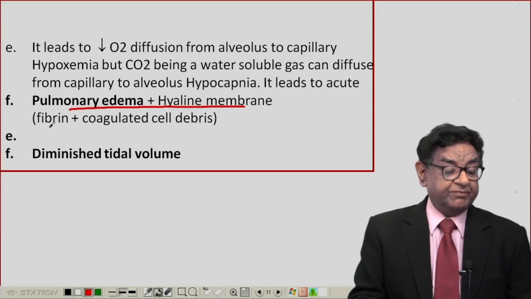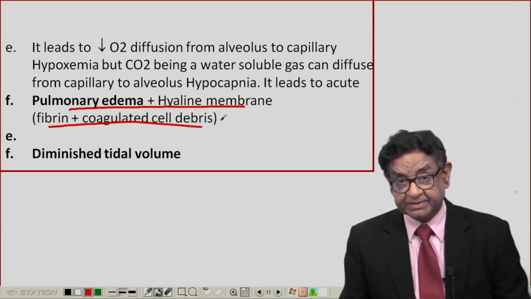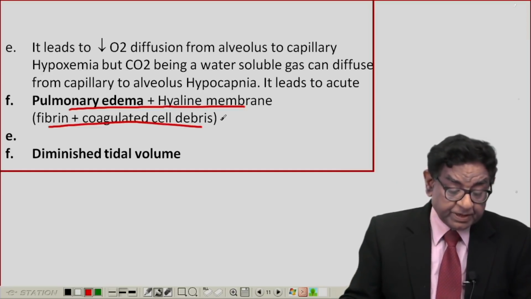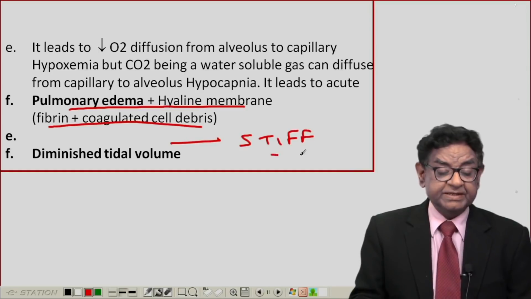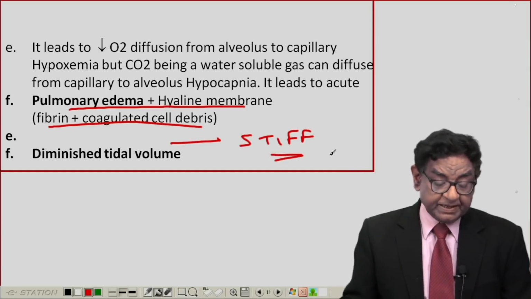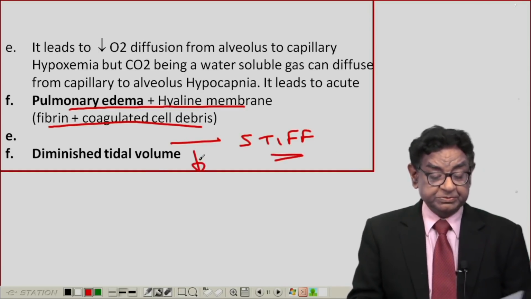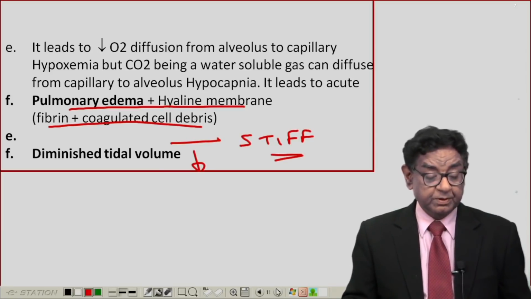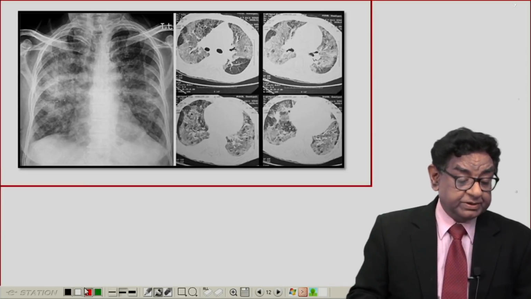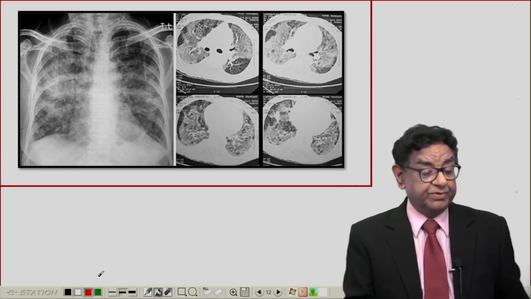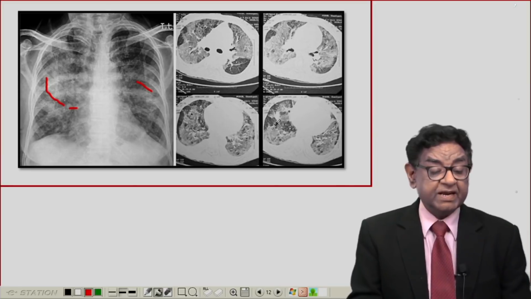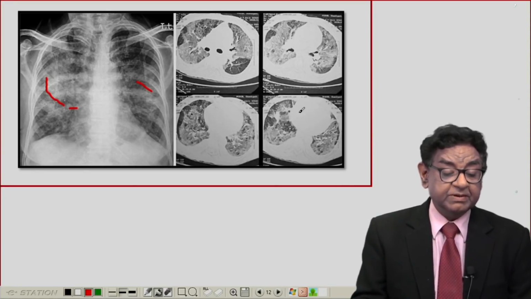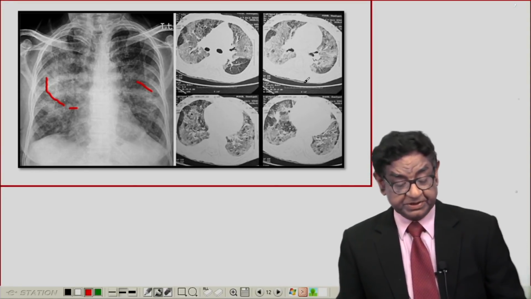It is nothing but fibrin and coagulated cell debris. Okay, and as I discussed, it leads to stiff lung. This is what I discussed in the basic concept. And ultimately tidal volume is reduced. Well, now as I told you, in the chest X-ray you get diffuse bilateral infiltration. Same in the scan also, you can see again bilateral infiltration is there.